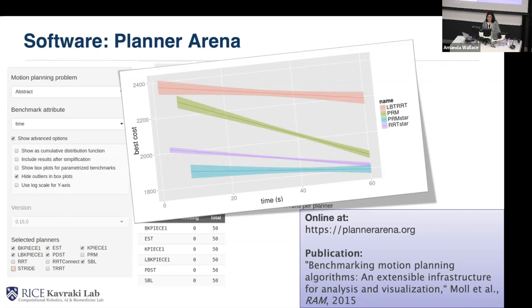Many people withdrew their planners because after the planner is incorporated into the library, then you go through the benchmarking and the results were not always what they wanted to see. It has been very interesting to see that, and it happened multiple times.